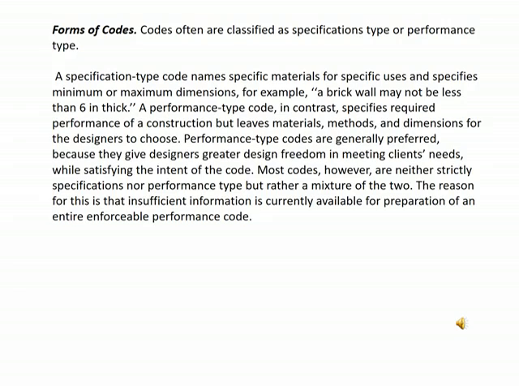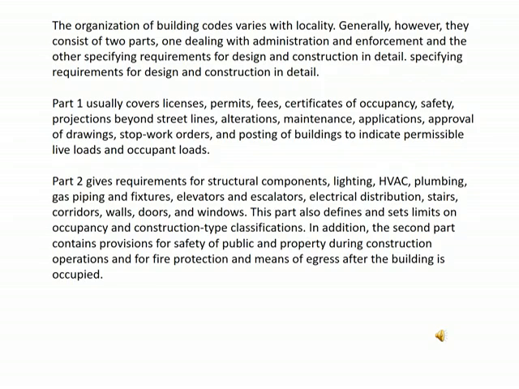Talking about the organization of the building codes. The organization of the building codes varies with the locality. Generally, however, they consist of two parts, one dealing with the administration and enforcement and the other specifying the requirements of the design and the construction in detail.